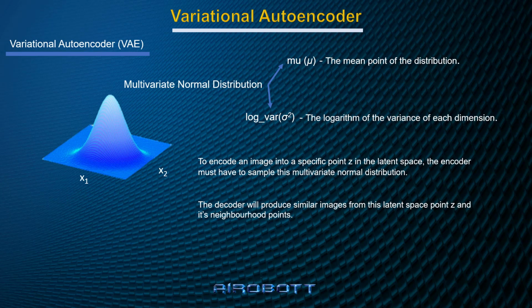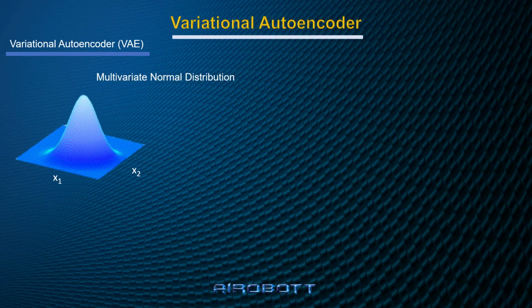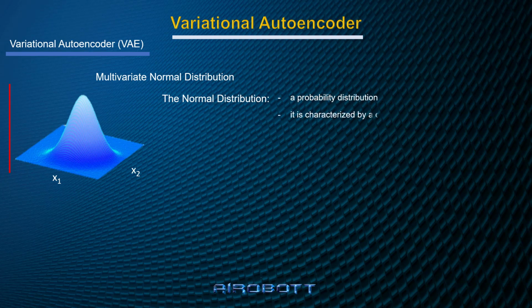Let's now try to understand mathematically what we need to do to our autoencoder to convert it into a variational autoencoder and thus make it a truly generative model. In order to understand what a multivariate normal distribution is, let's start with the normal distribution. The normal distribution is a probability distribution. It is characterized by a distinctive bell curve shape.